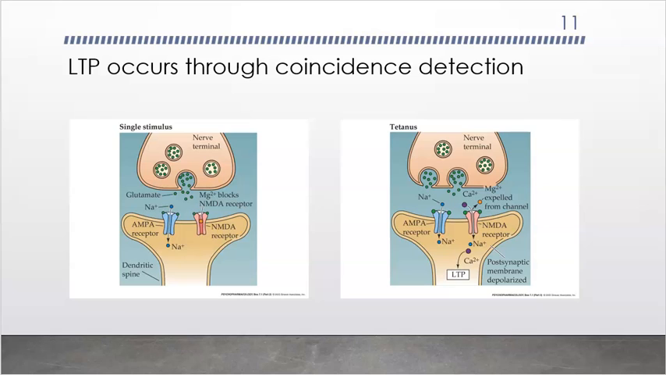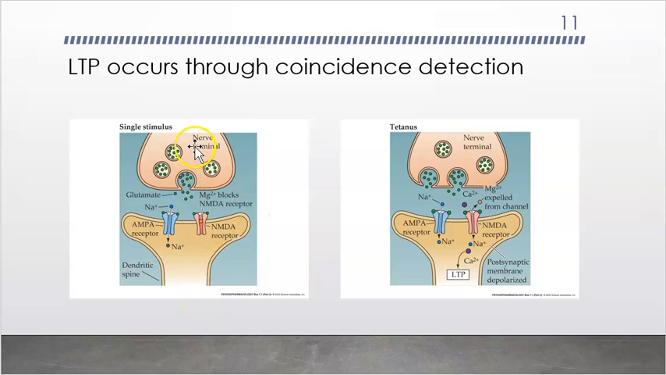So let's start with LTP. LTD is pretty much just the opposite of LTP, so we're going to focus on just LTP. It's really just easier. Now, LTP occurs through coincidence detection. Remember when I mentioned that when we were talking about NMDA receptors, how they're coincidence detection devices? It's almost like it all connects, guys.